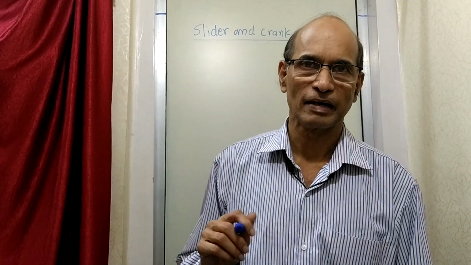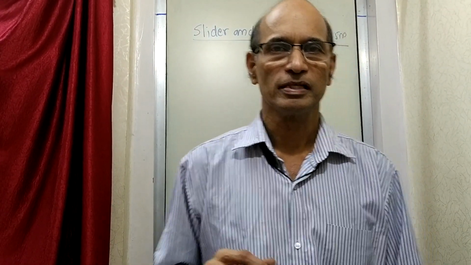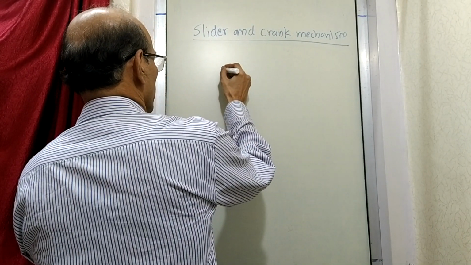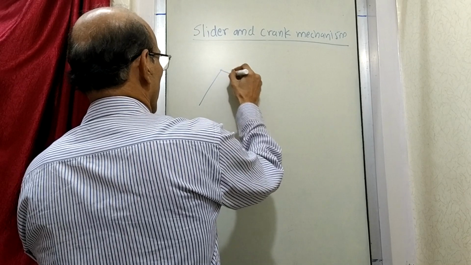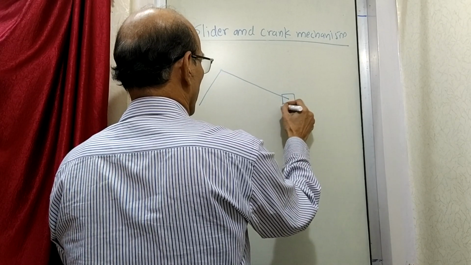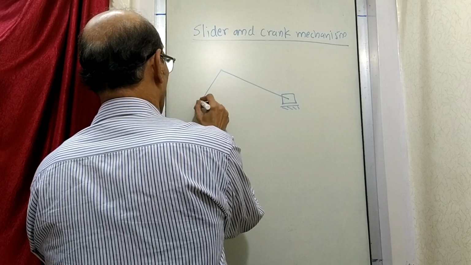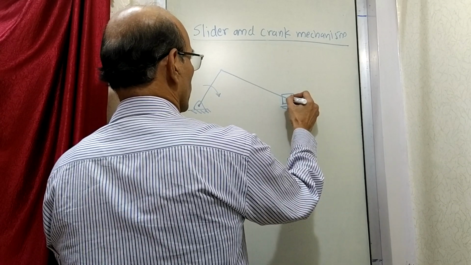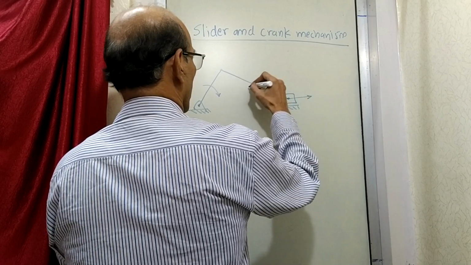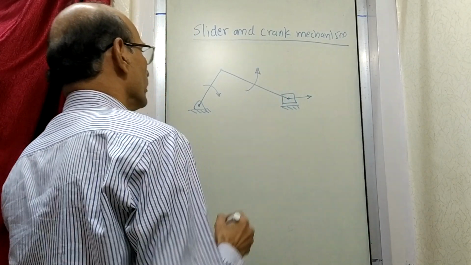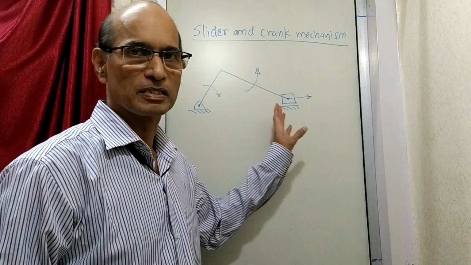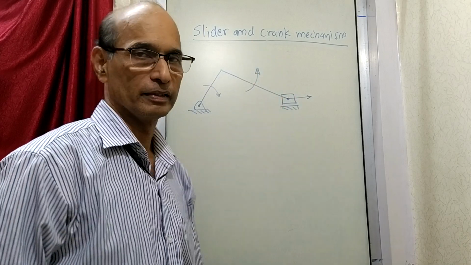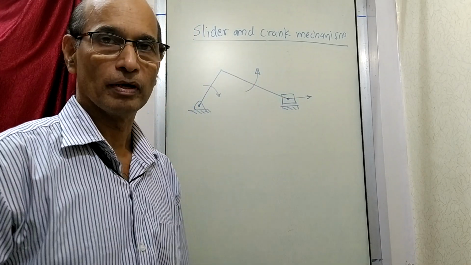So we have seen the slider and crank mechanism, how to analyze. Now we'll see some more variations which are there in this. So let me draw the figure again. This is what we have drawn, and this was the answer. We got the answer that the slider is going in this direction. This link was moving like this by the analysis we have done.